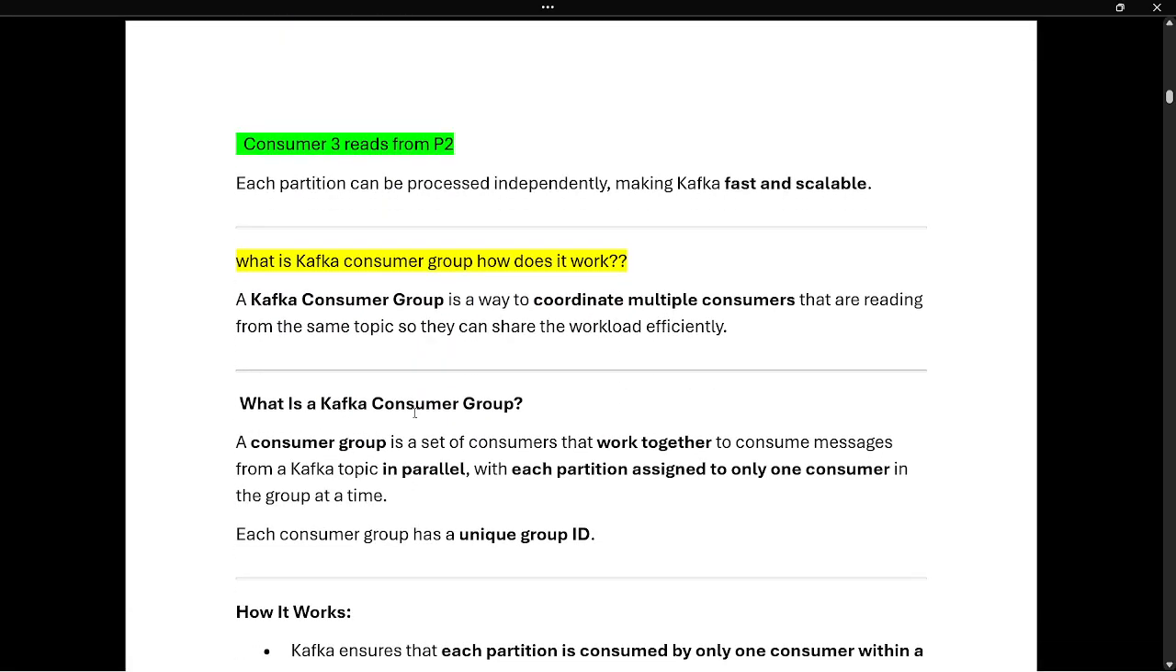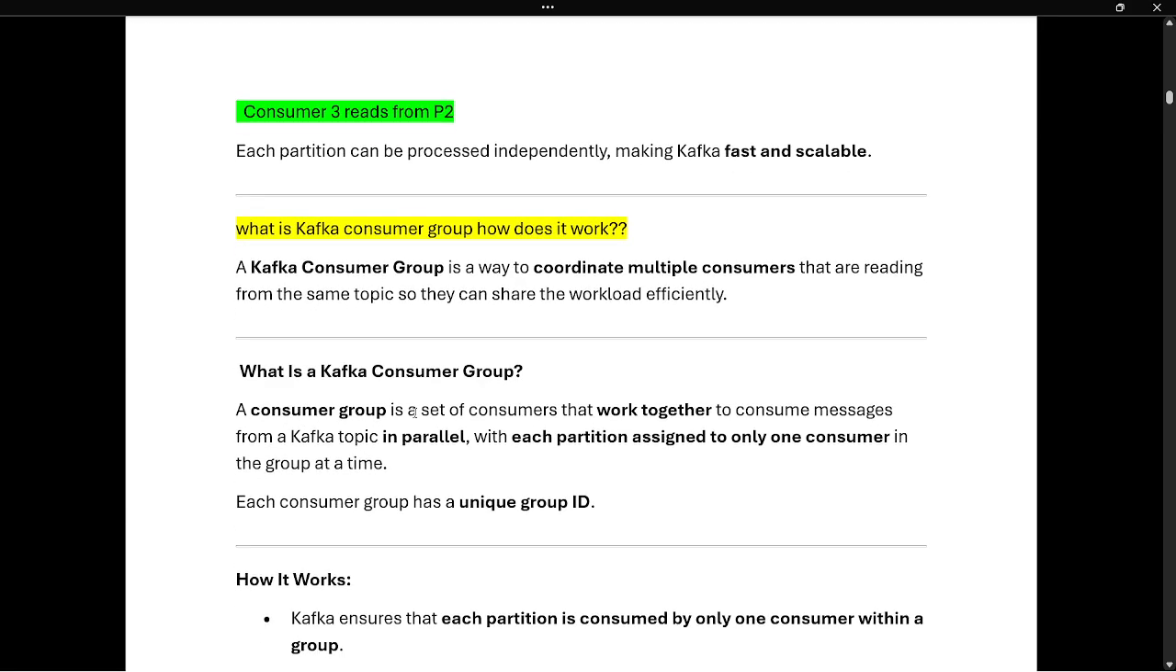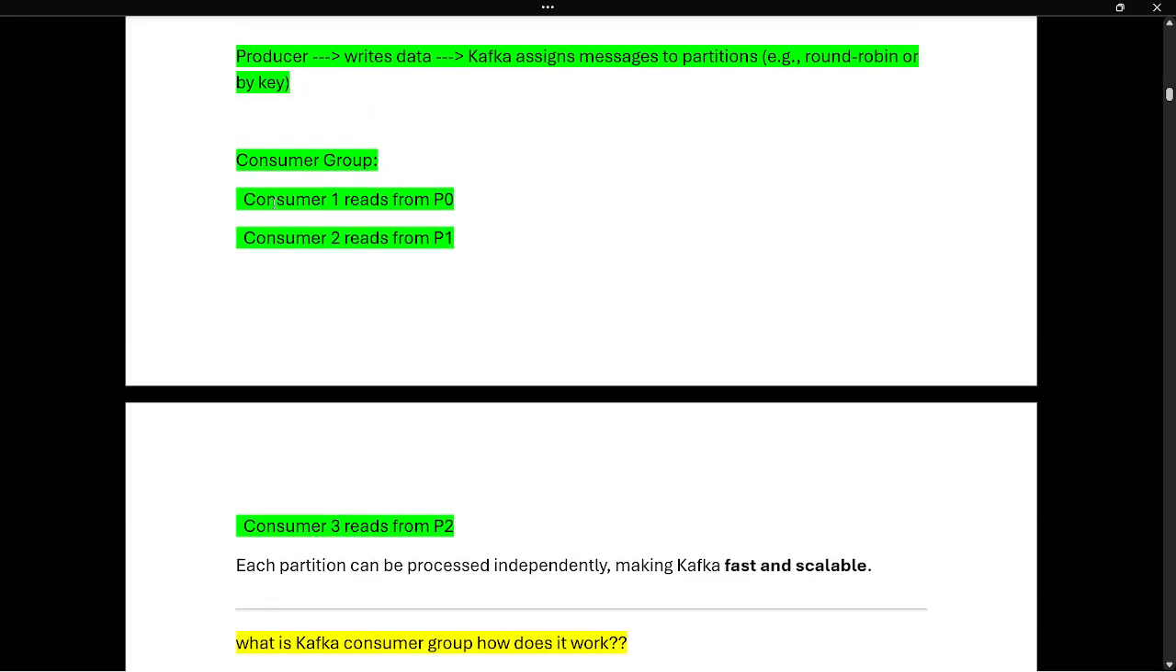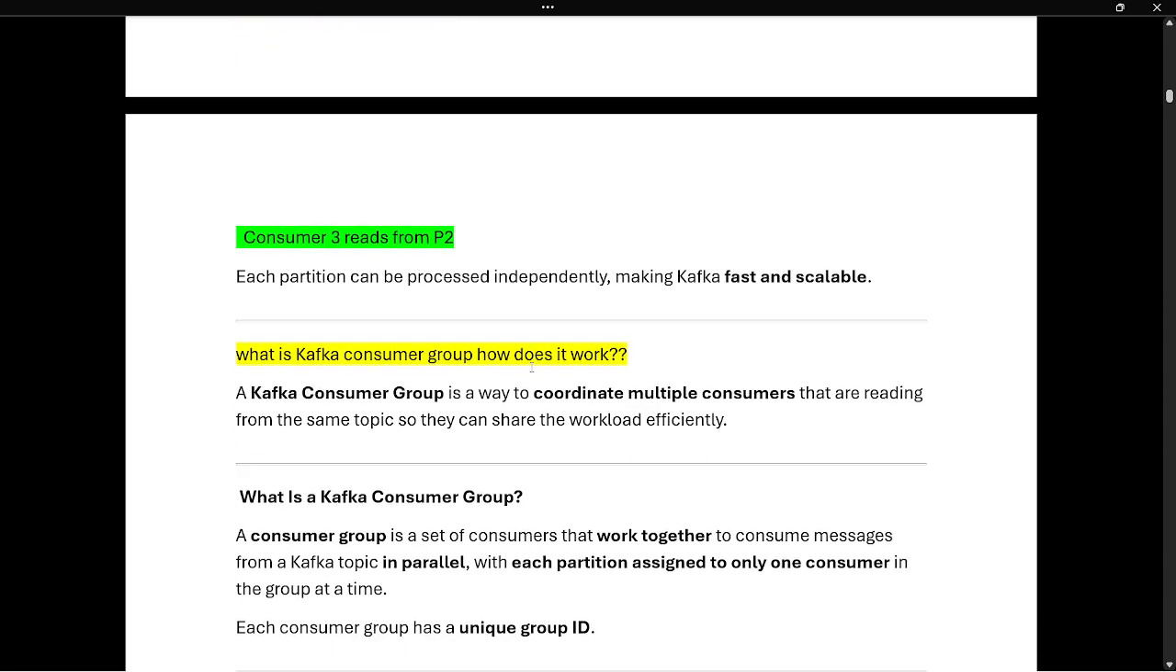Now coming to the next question. What is a Kafka consumer group and how does it work? A Kafka consumer group is a way to coordinate multiple consumers. Suppose we have consumer one, consumer two, consumer three. These are called a consumer group. A consumer group is a way to coordinate multiple consumers that are reading from the same topic so they can share the workload efficiently.